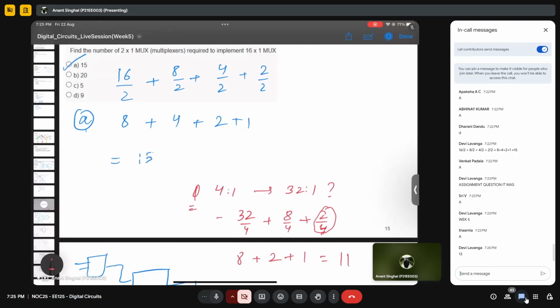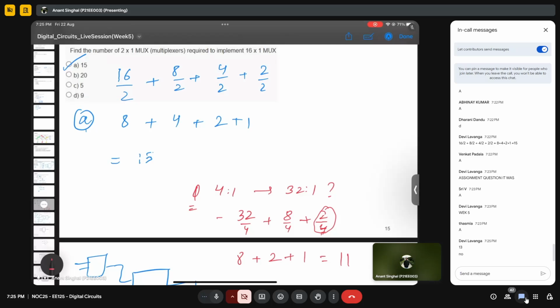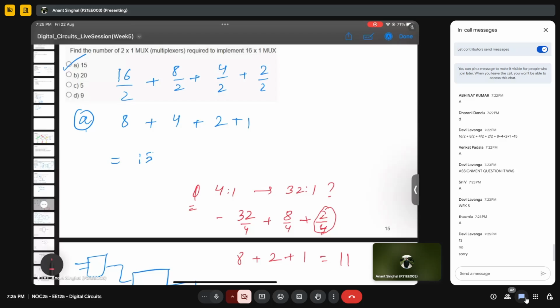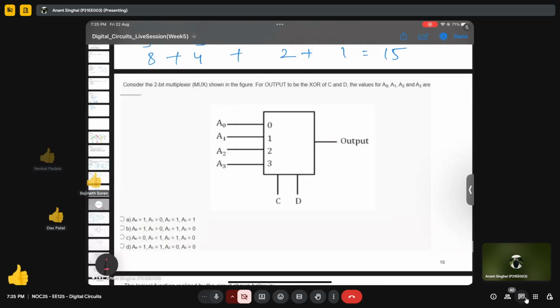Okay, some are saying 13, not 15. Did I do something wrong? No. Is it clear how it is 11? Everyone, is it clear? Oh, let's move ahead then.